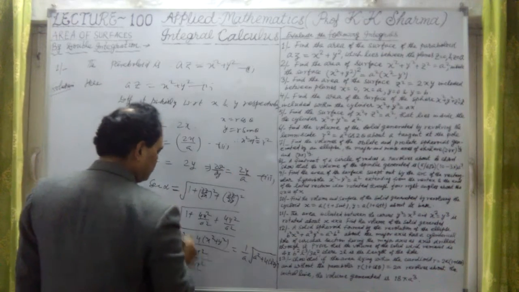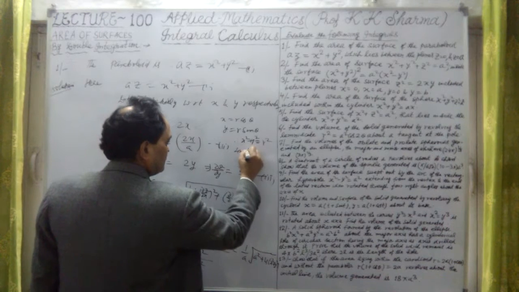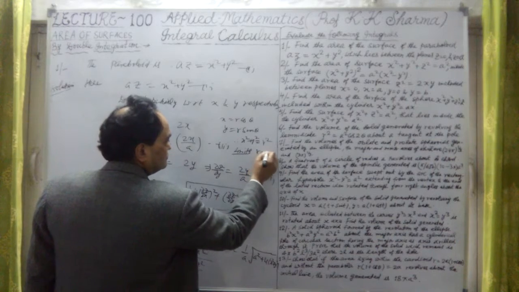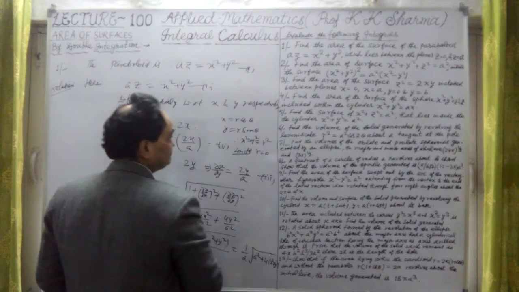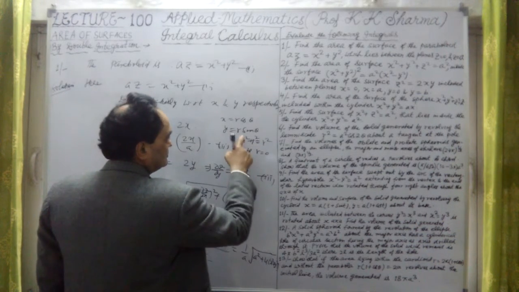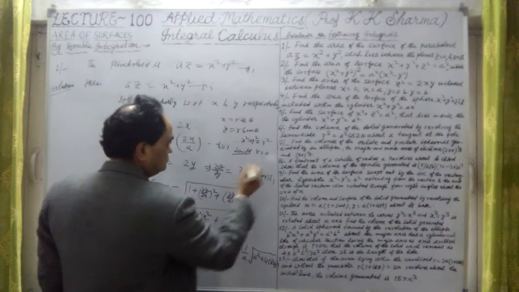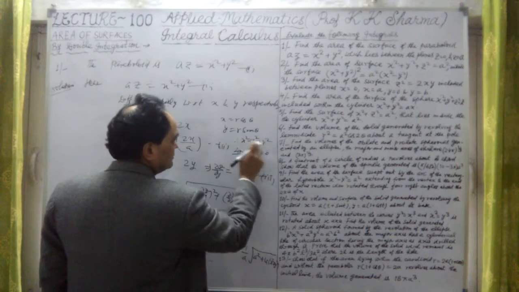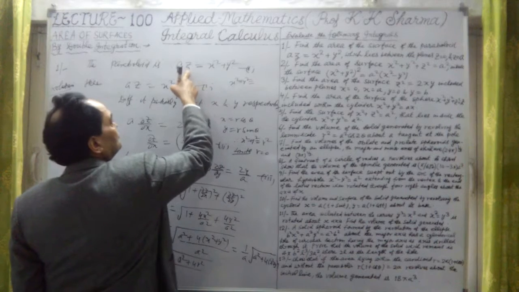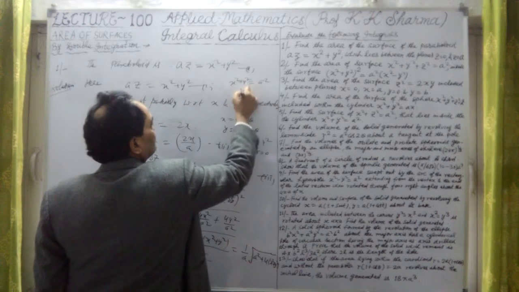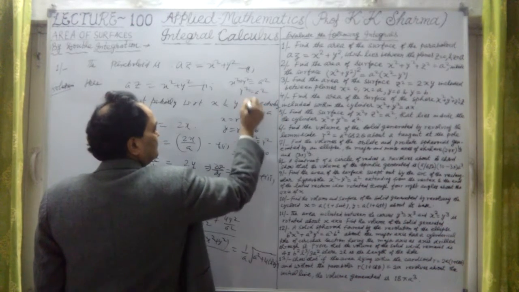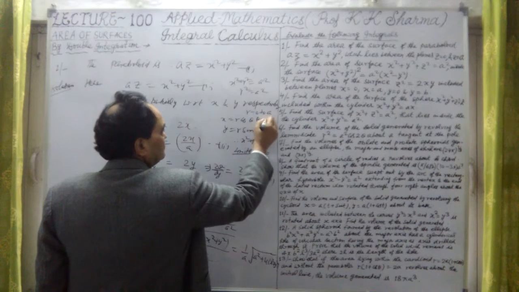Here are the limits for r. In this case r equals 0 to a, because x square plus y square equals r square, and if I put z equal to a, it will be a square, so r square equals a square. Limits for r are 0 to a, and for theta it is 0 to 2 pi.